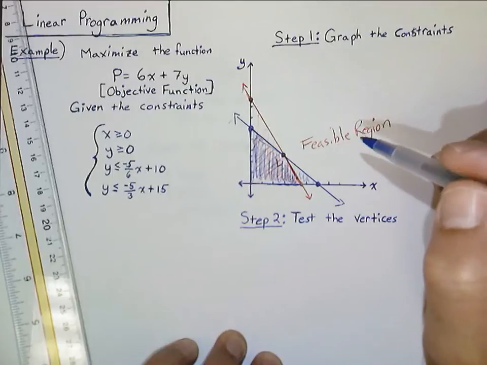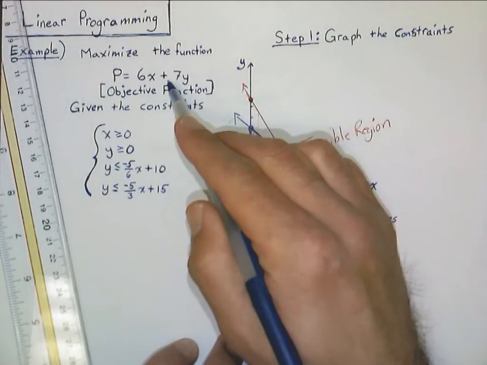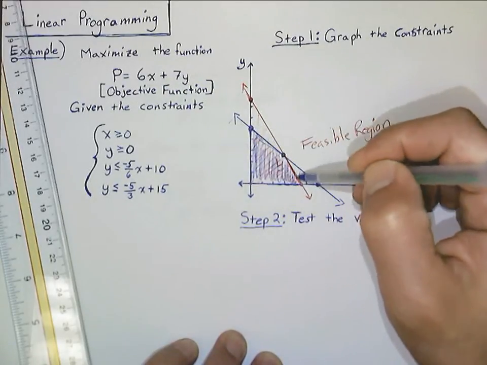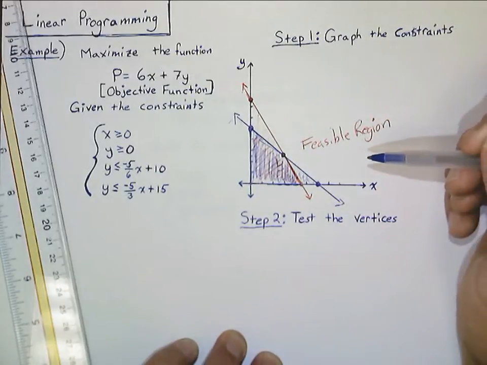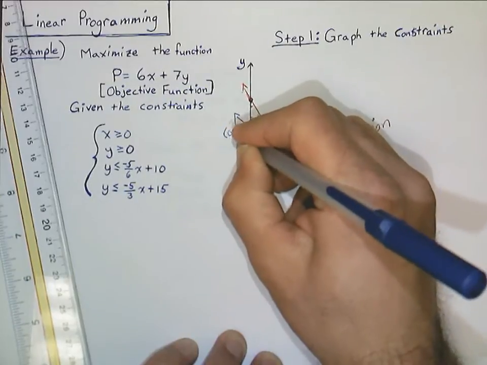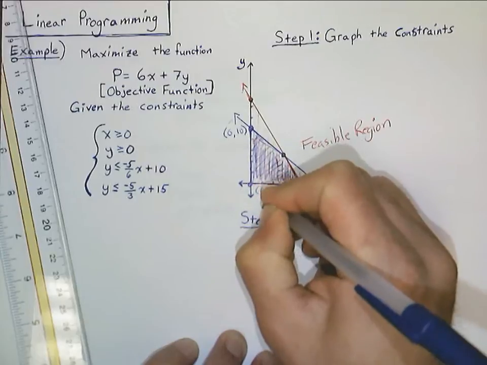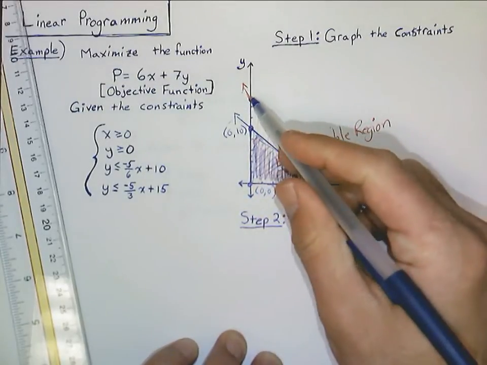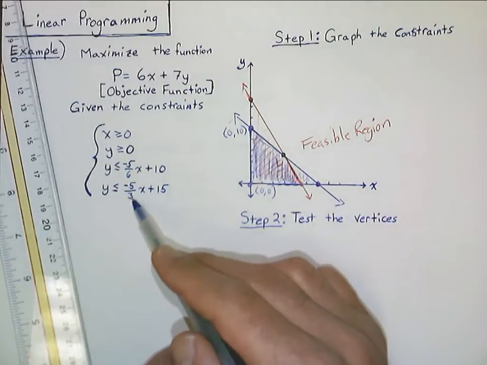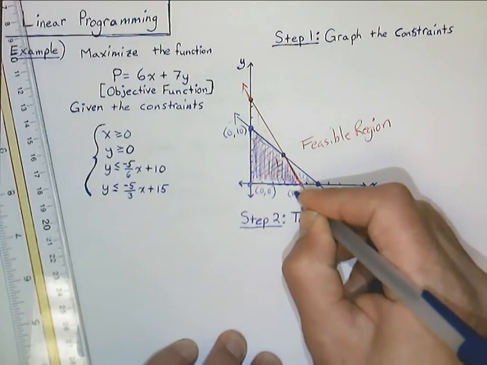But the big point here is that the maximum and minimum values of this objective function for this feasible region have to occur at the vertices. Those are the only ones that we are concerned with. Okay? So this vertex up here is the point (0, 10). Of course, we have this point down here at (0, 0). If we solve for the x-intercept in this last equation, we're going to see this is the point (8, 0).